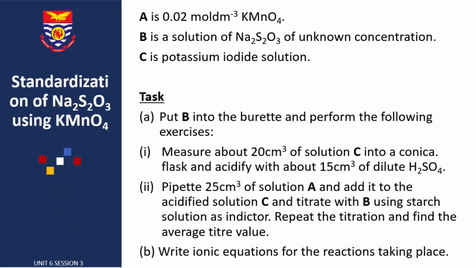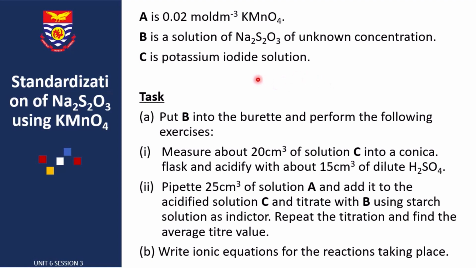Okay, so let's look at this problem. A is 0.02 mole per dm cube potassium permanganate. B is a solution of sodium thiosulfate of unknown concentration. And C is potassium iodide solution.